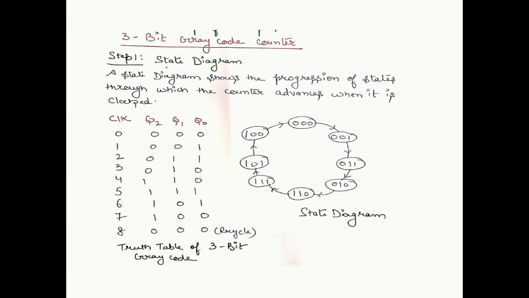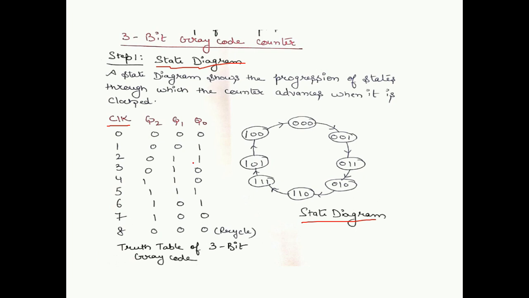To start the topic, first of all, step number 1. So what is step number 1? Step number 1 is state diagram. As you can see it over here, these are the state diagrams. So what is a state diagram? A state diagram shows the progression of states through which the counter advances when it is clocked. That means the sequence. First of all, I have designed over here a 3-bit gray code truth table.